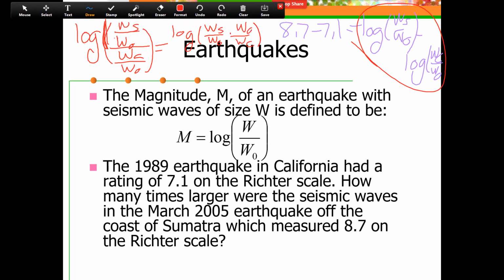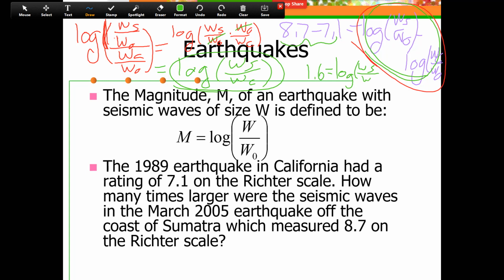Notice that now the W zeros cancel, and what we're left with is the log of WS over WC. So that's what this side of the expression ends up being. Now on the other side, we can just subtract the two numbers. So 8.7 minus 7.1 ends up being 1.6, and that's going to equal what we just came up with here, which is log of WS divided by WC.